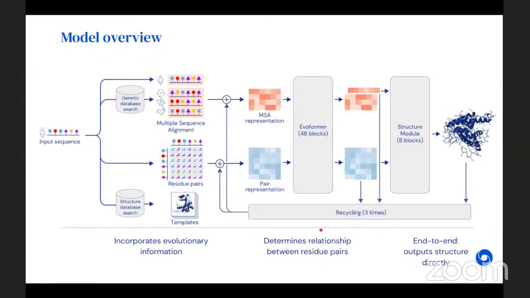In the next step, we try to determine the relationship between the residue pairs. This is a very deep network, which iteratively tries to improve the representation for the residue pairs. And at the end, we have a block which directly outputs the structure, called the structure module.